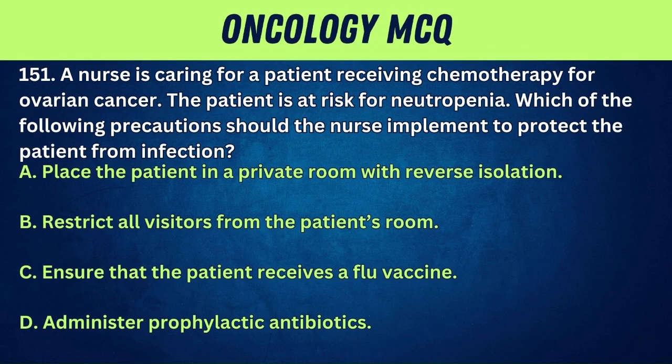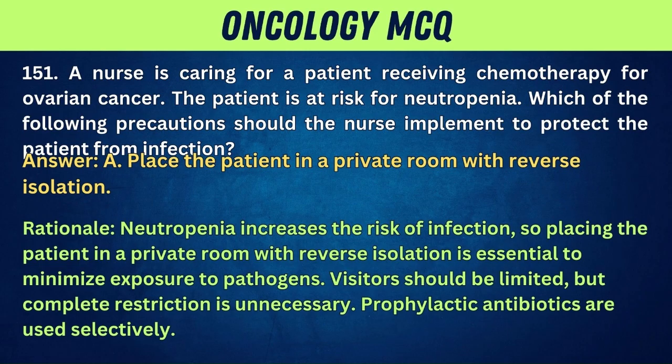151. A nurse is caring for a patient receiving chemotherapy for ovarian cancer. The patient is at risk for neutropenia. Which of the following precautions should the nurse implement to protect the patient from infection? A. Place the patient in a private room with reverse isolation. B. Restrict all visitors from the patient's room. C. Ensure that the patient receives a flu vaccine. D. Administer prophylactic antibiotics.